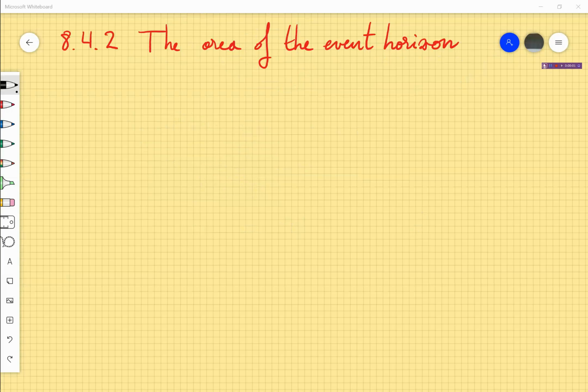The next quantity that we are going to consider is the area of the event horizon. In the Schwarzschild or Reissner-Nordström black holes, this is, which we can write in this kind of metric.